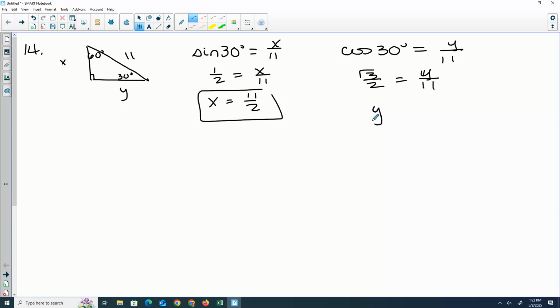Multiply over the 11, we get 11 radical 3 over 2. Oh, once you got one of the sides, you did it, that'll work. Yep, no problem.